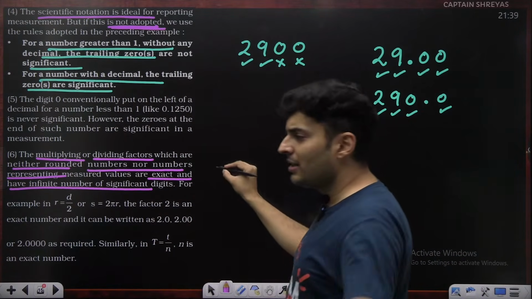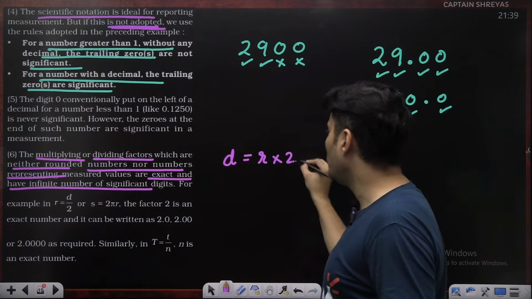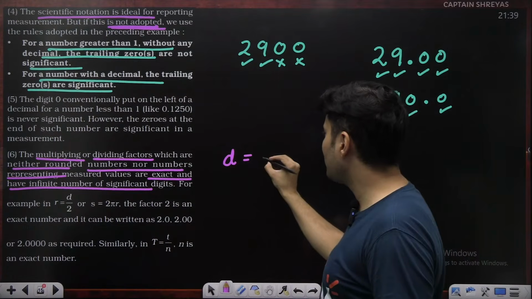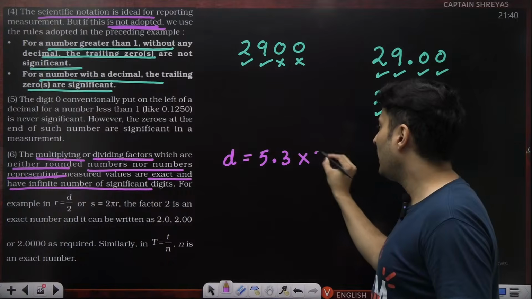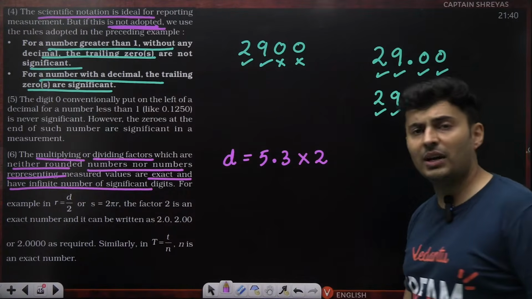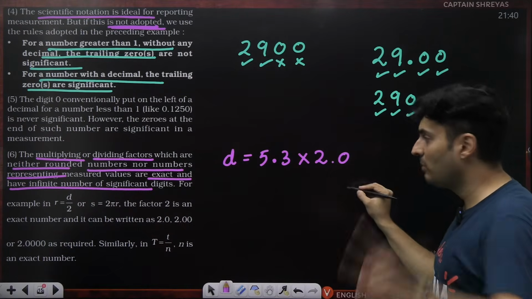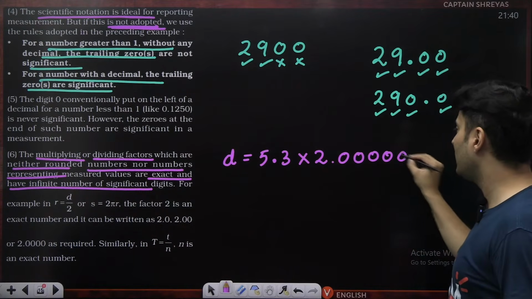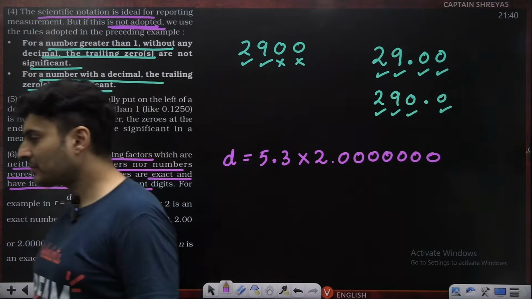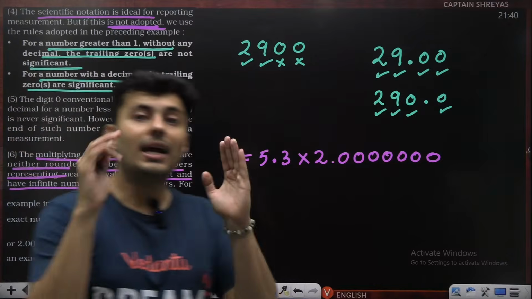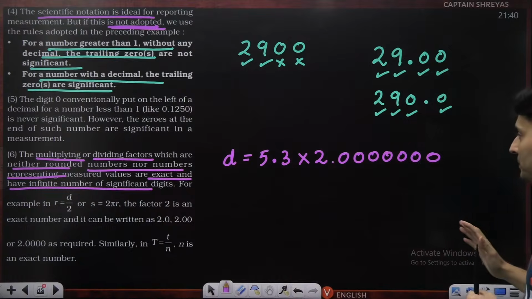Say for example, I'm finding the diameter, and diameter is the radius multiplied by 2. So the radius might be 5.3 centimeters. When I multiply by the number 2, how many significant figures does 2 have? 2 has infinite because it's an exact number. So I can put as many decimal zeros as I please. So there is no end to it. Understood this point, everyone? Clear?